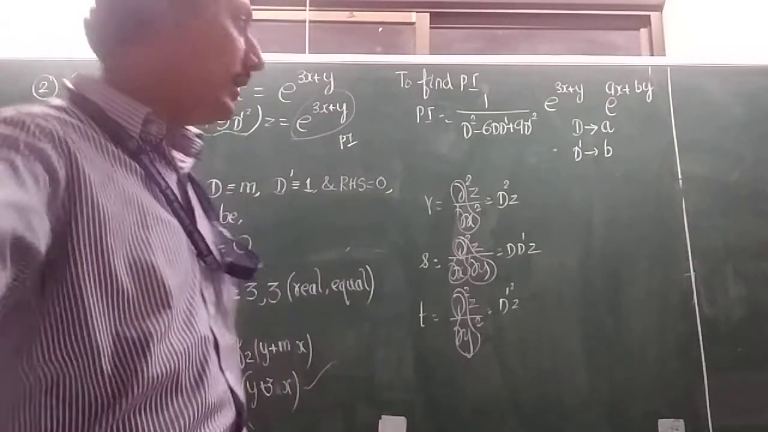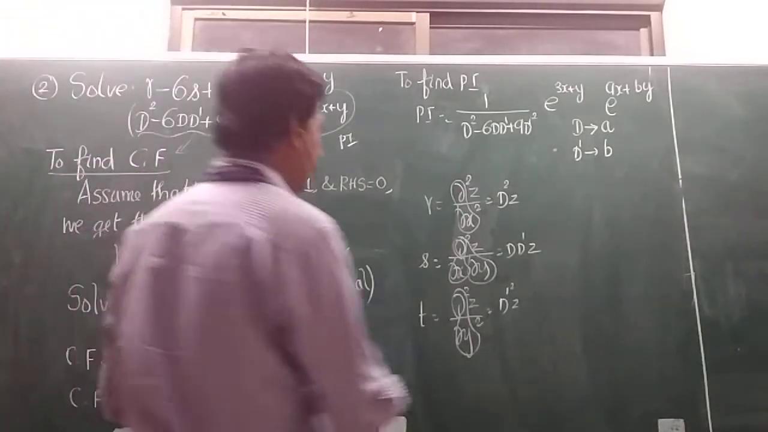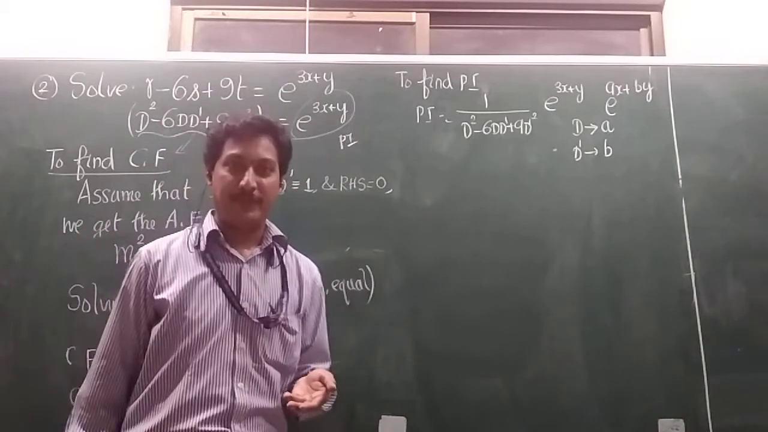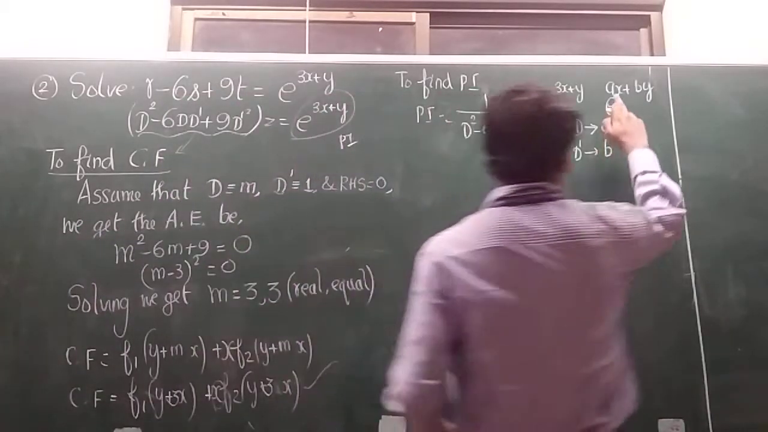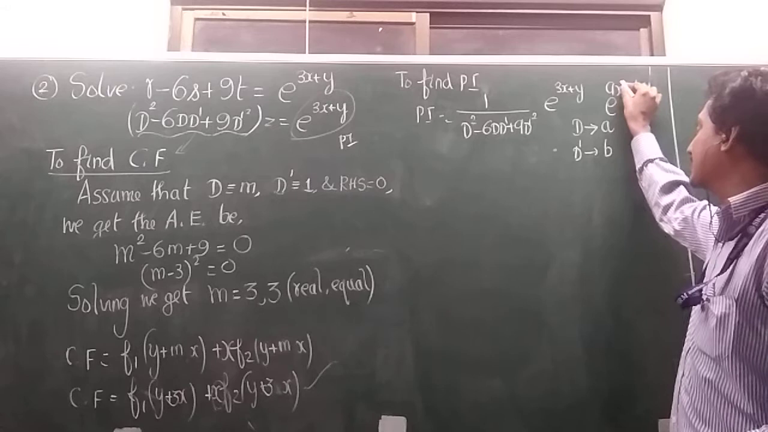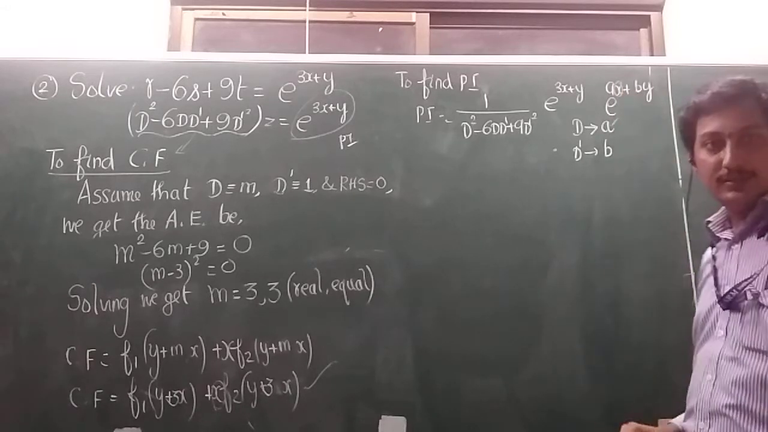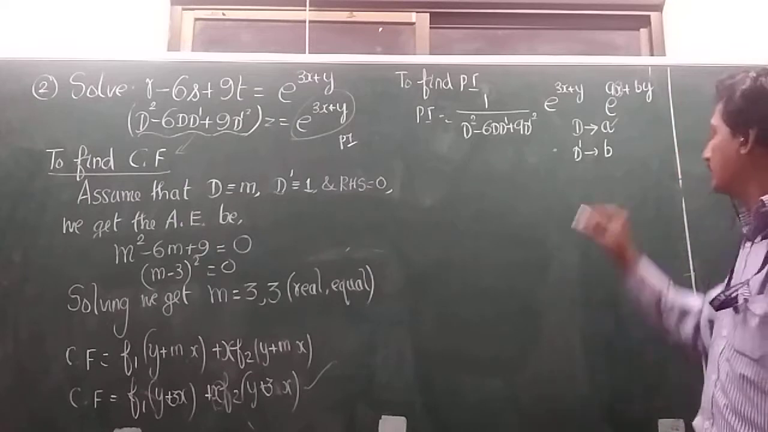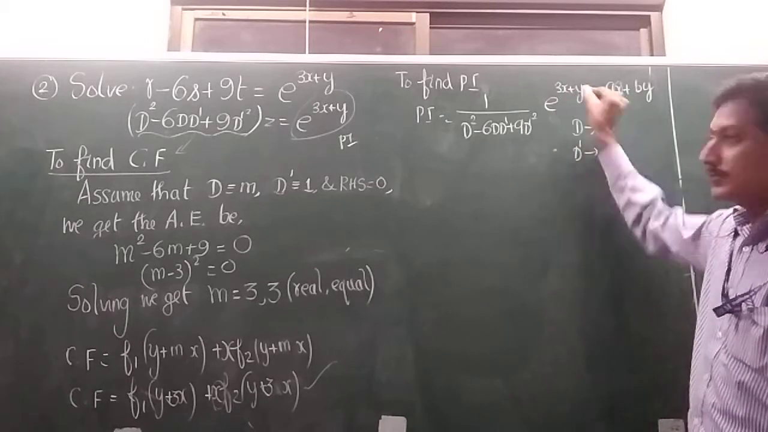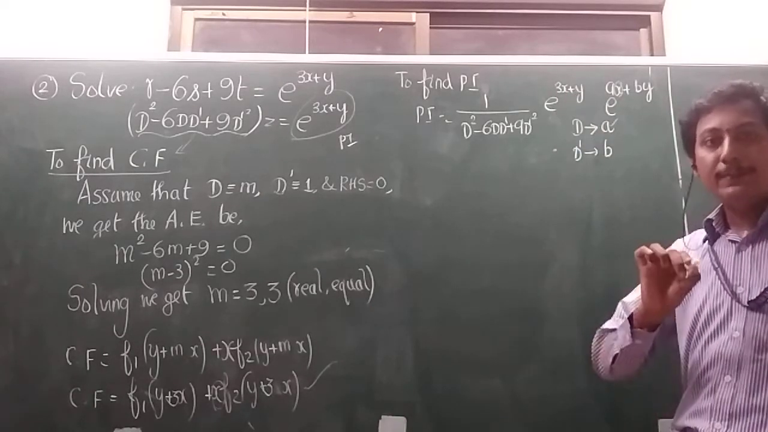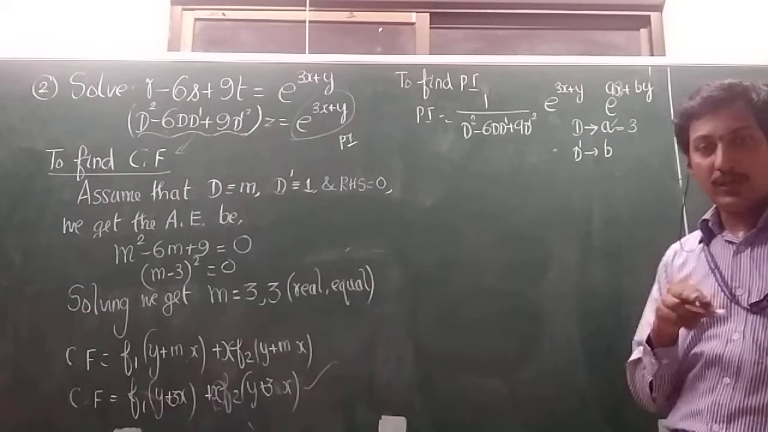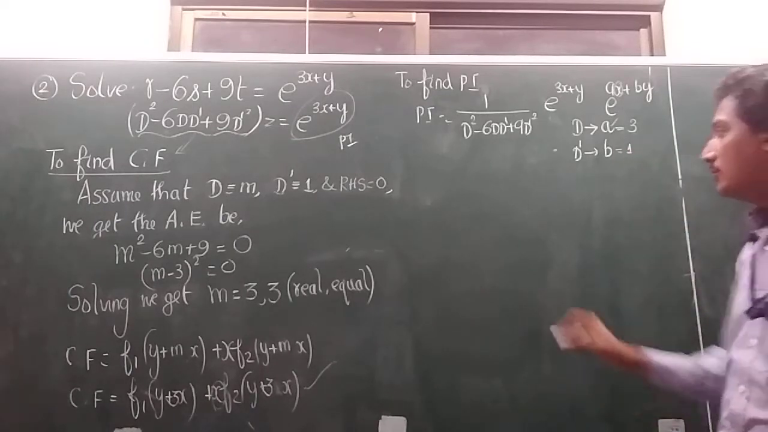Now PI is 1 by D squared minus 6 D D' plus 9 D' squared of e to the power 3x plus y. This is exponential type. The exponential type general formula is e to the power ax plus by. For this, replace D by the coefficient of x, that is a, and D' by the coefficient of y, that is b. In this given data, e to the power 3x plus y, let us replace D by 3 because the coefficient of x is 3, and the coefficient of y is 1, so replace D' by 1.